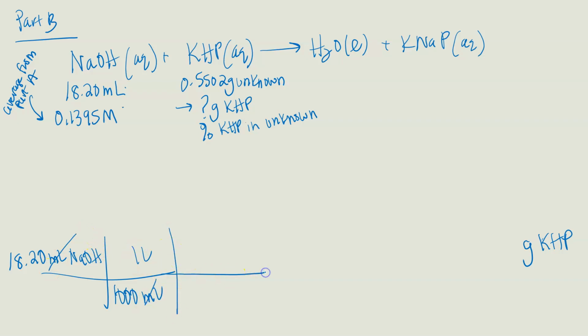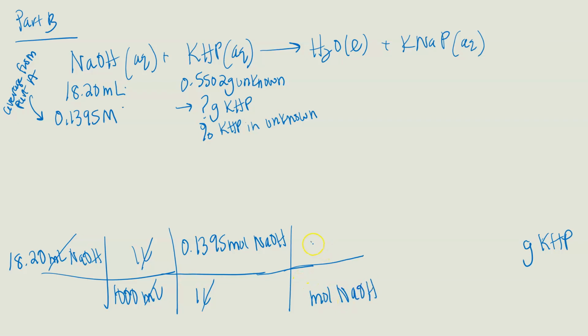And then I'm going to use my molarity as a unit vector. Molarity is moles per liter. So that means there's 0.1395 moles of NaOH in 1 liter of NaOH because it's just a complex unit. Now that's great and everything. That's moles of NaOH, but I don't care about NaOH in this problem. I care about KHP. So now it's time to use the mole ratio from the balanced chemical equation. Sodium hydroxide has a coefficient of 1. KHP has a coefficient of 1. So that's where that came from.